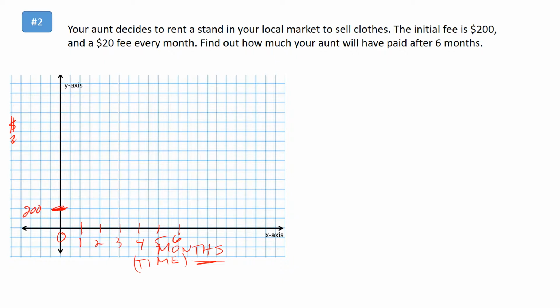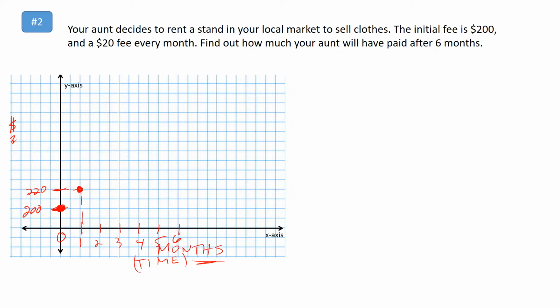Then it says that she pays a $20 fee every month. So what that means is after 0 months, she'll have paid $200, and after 1 month, she will have paid the 200 plus another 20, so she'll have paid $220. So there's the first month and the amount of money. Remember, at 0, where no time was going by, she's paid the fee, so she's out $200. After 1 month, she's out another 20, so 220.